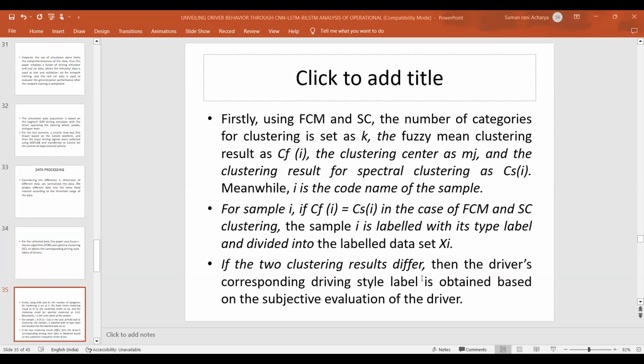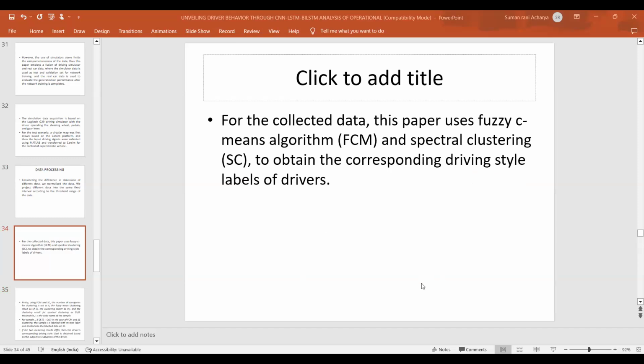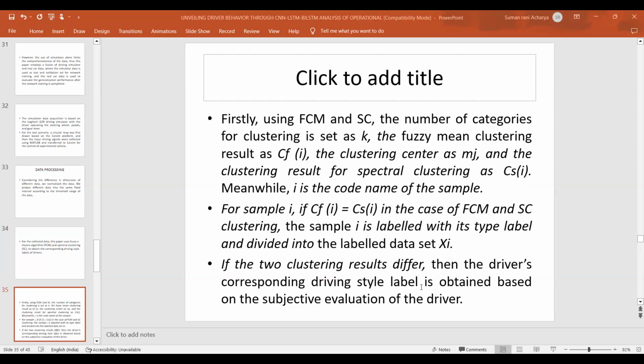Firstly, we use the fuzzy C-means algorithm, and there is the spectral clustering algorithm. The number of categories of clustering is set as K. For the fuzzy C-means clustering result of CFI, the clustering center is MJ.